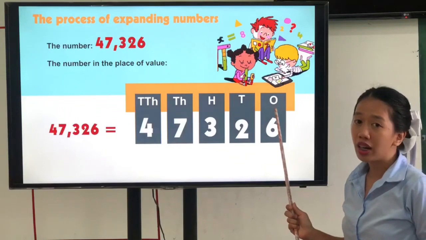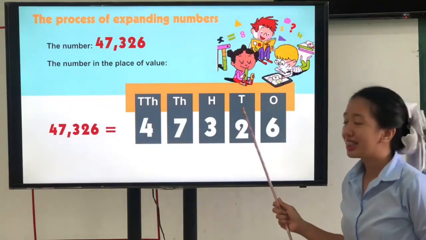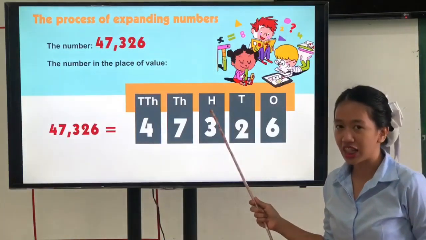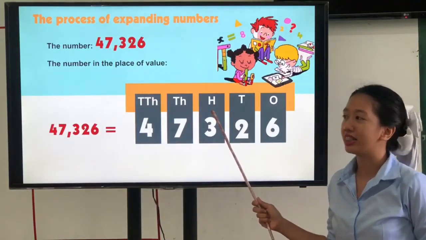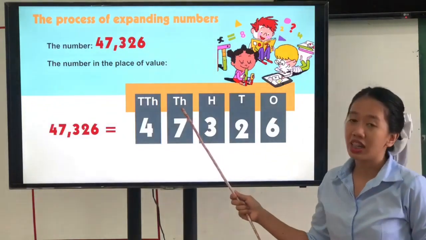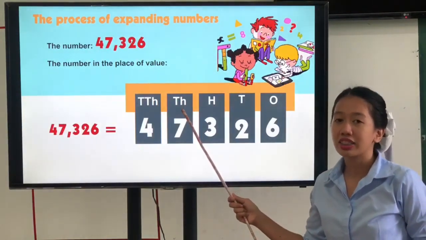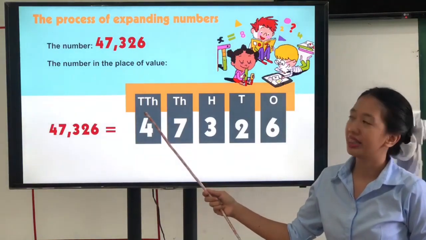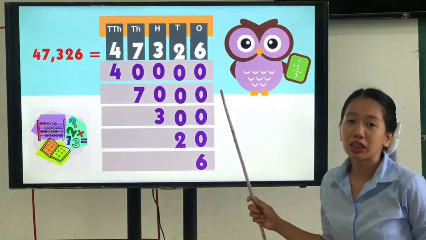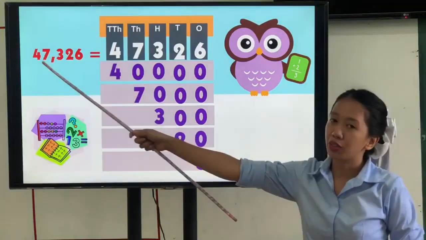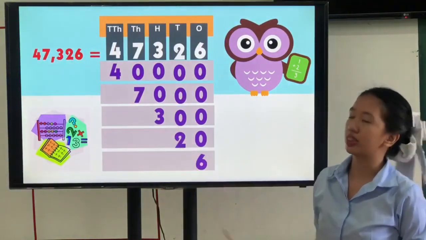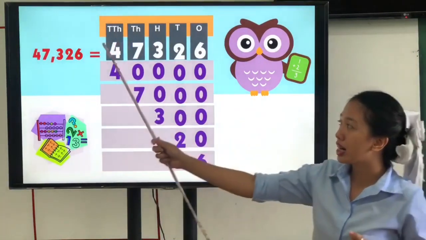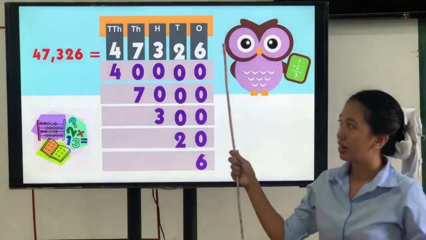Let's review our place value. O stands for ones. T stands for tens. H stands for 100. TH stands for thousand. And TTH stands for 10,000. Let's expand the number 47,326. In expanding, let's start from our left to our right.